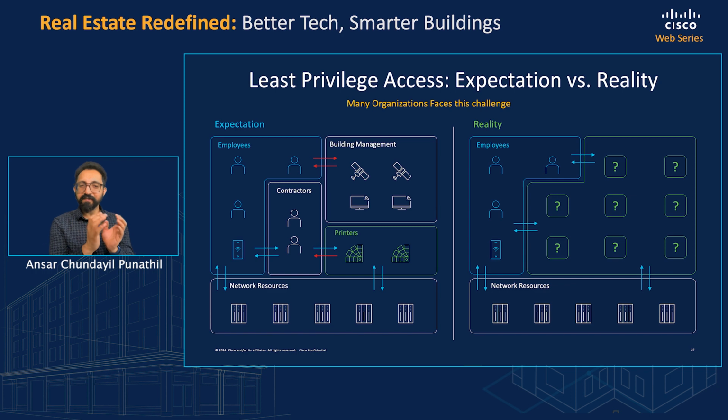As you can see on the left side, what we expect is a neatly identified, classified, and profiled group of devices with clear access controls between them. Sounds good, right? But in reality, often we lack the visibility to properly identify and classify all these endpoints, and many devices remain unseen and their access levels are also unknown.